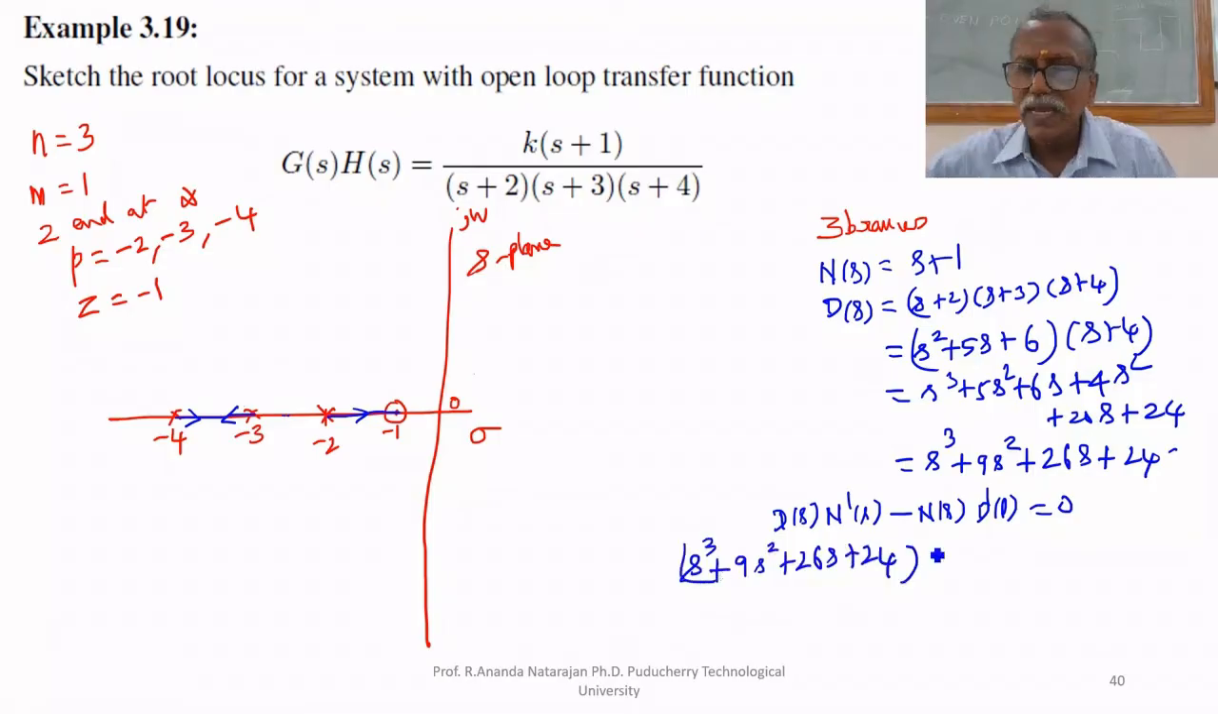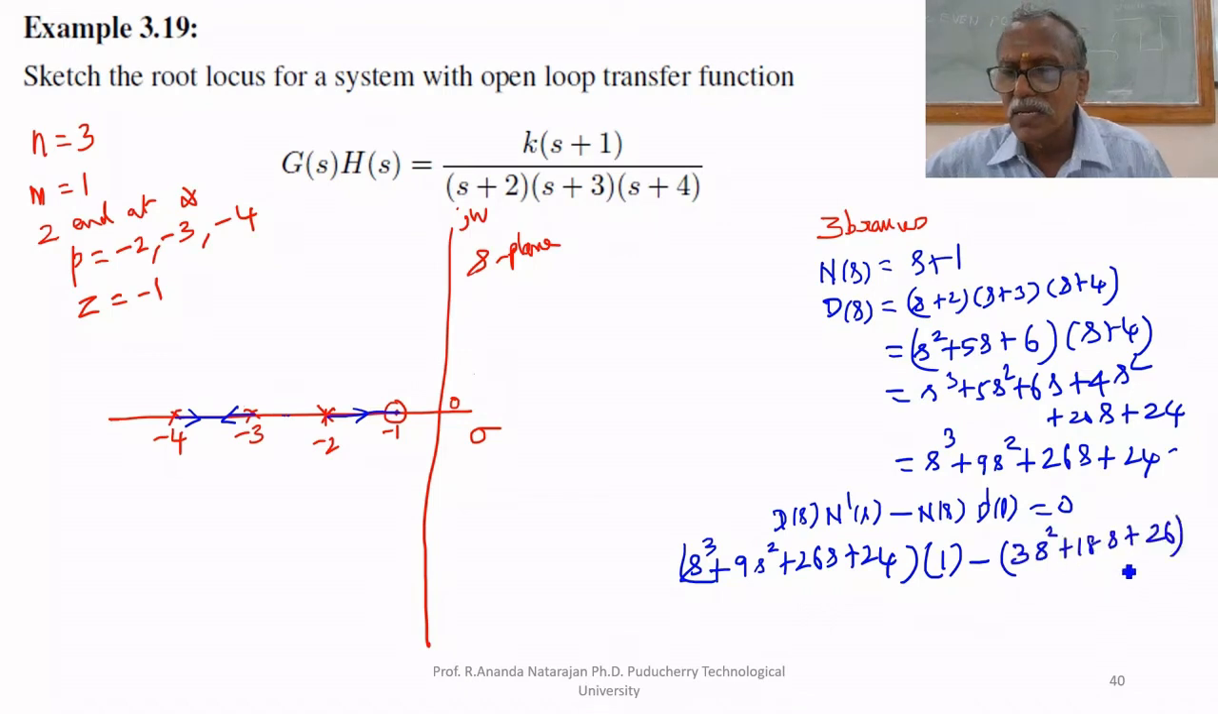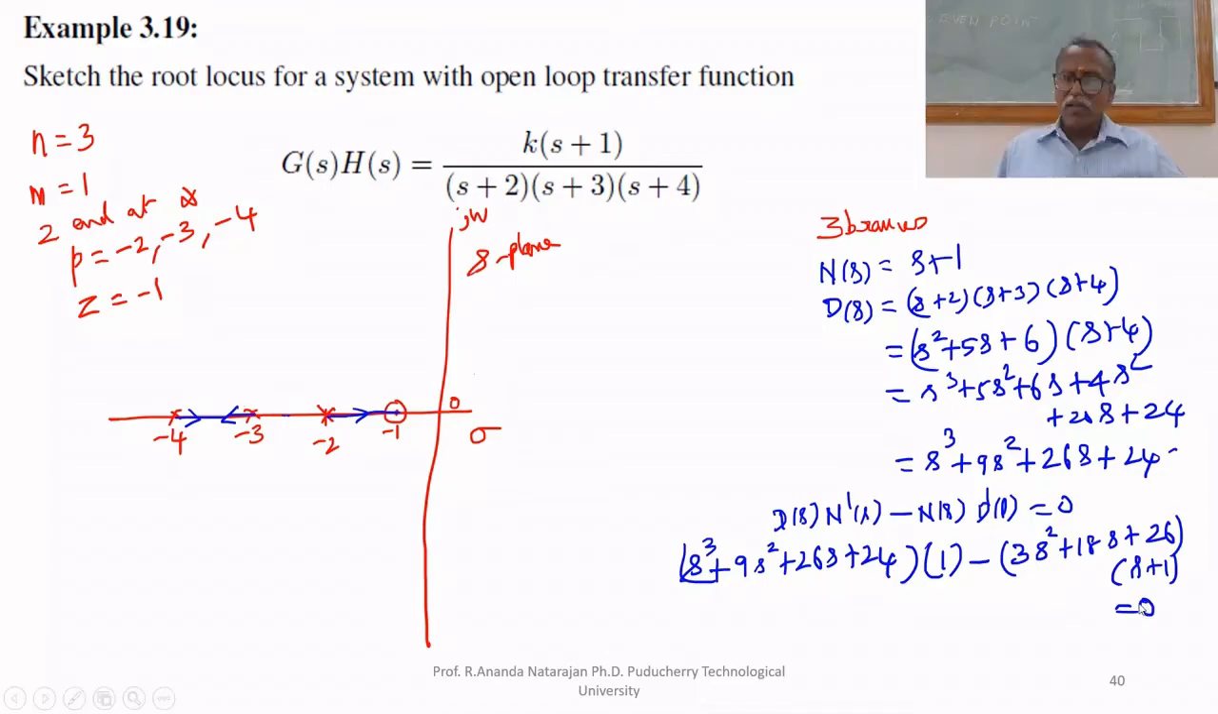Multiplied by N dash of s. If you differentiate that, you will get 1, minus the derivative of D of s. What will you get? 3s square plus 18s plus 26 multiplied by s plus 1 equal to 0. Find the polynomial and find the roots.